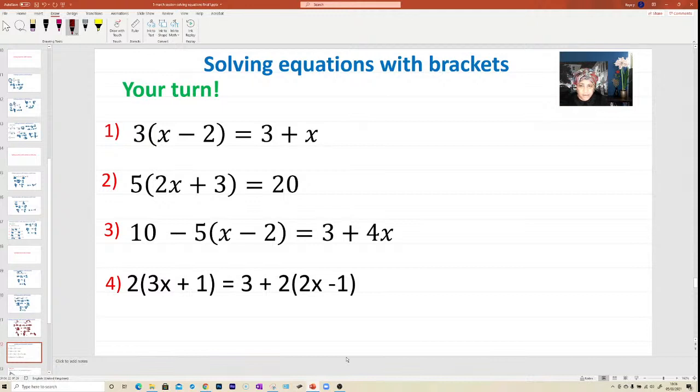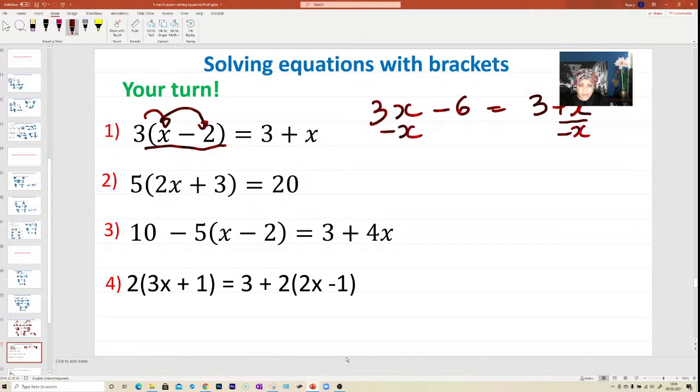So the first one, we need to expand the bracket first. So 3 times x is 3x, and then 3 times -2 is -6, and then equals 3 plus x. So the small x is here. We're going to take away x on both sides. 3x take away x gives you 2x, minus 6 equals 3. Now we need to add 6 on both sides.